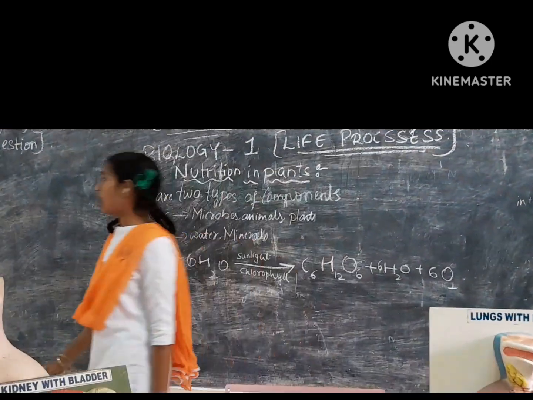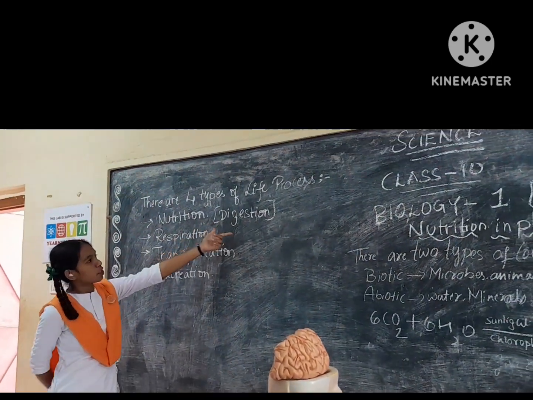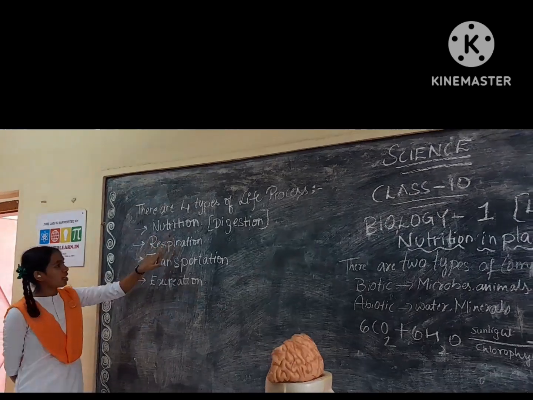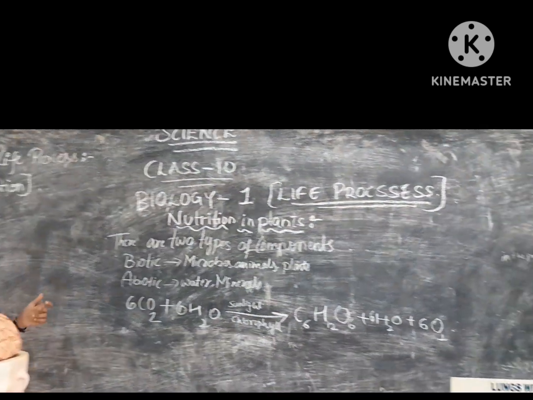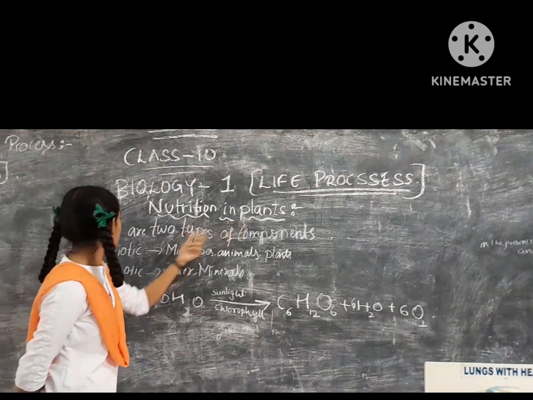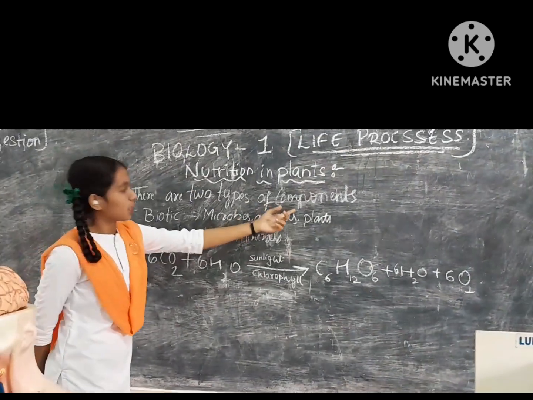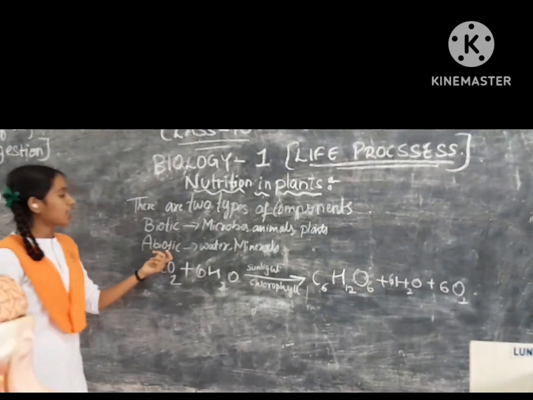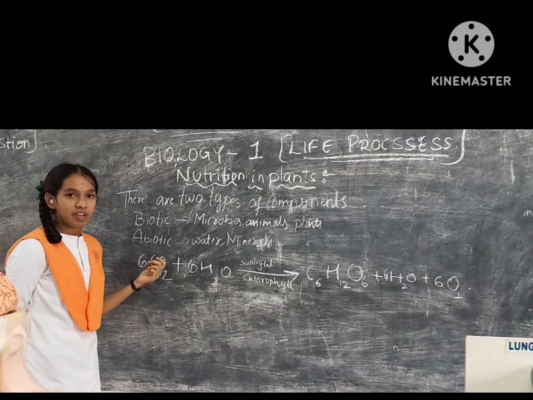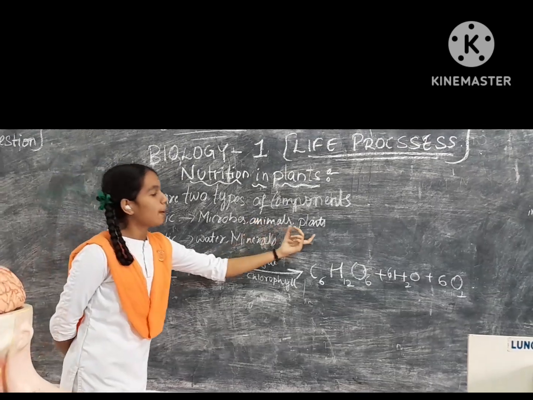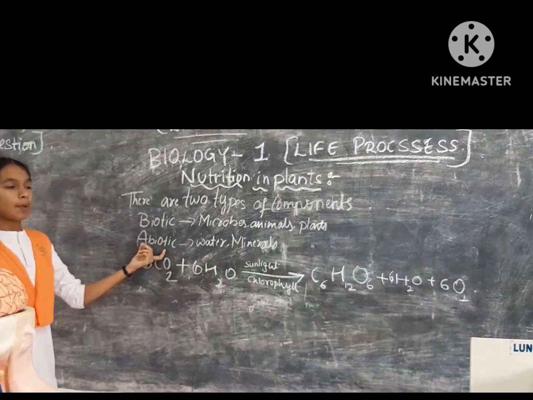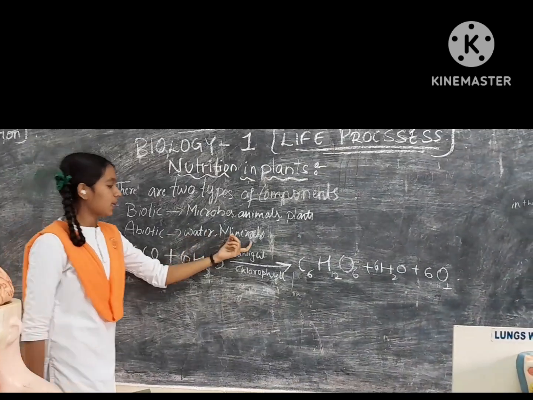First, let us learn that there are 4 types of life process: nutrition, respiration, transportation and excretion. First, let us know about nutrition in plants. There are 2 types of nutrition compounds: biotic and abiotic. Biotic means living things. For example, biotic are microbes, animals and plants. Examples of abiotic are water and minerals.